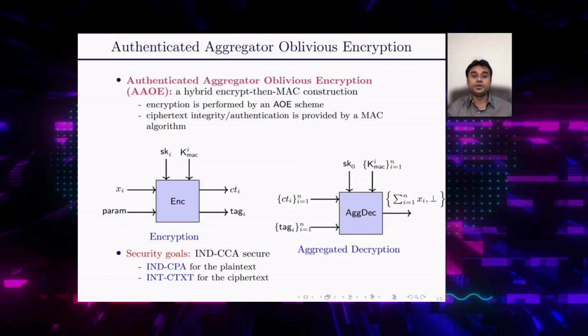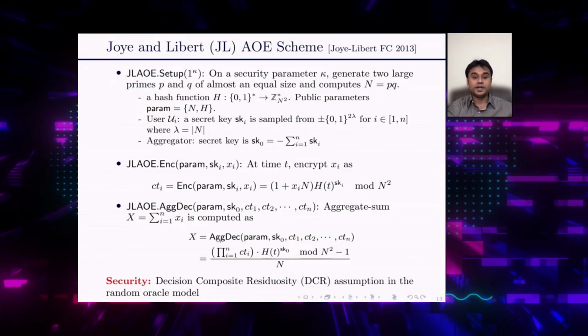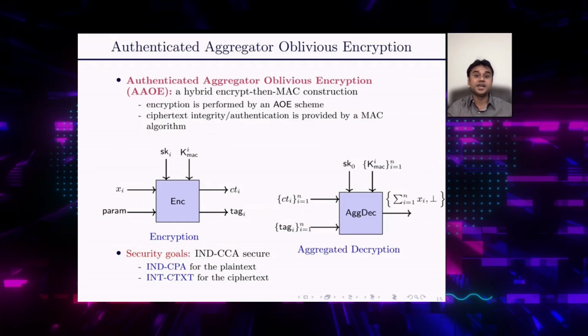So we introduce the notion of authenticated aggregator oblivious encryption, because if we look at the properties of an AOS scheme, the ciphertext has the malleability property. That means if I know a ciphertext, then I can create a valid ciphertext. This is undesirable in many applications. So this motivates us to add integrity and authenticity of the ciphertext. Our construction for authenticated aggregator oblivious encryption is based on the hybrid encrypt-then-MAC construction.